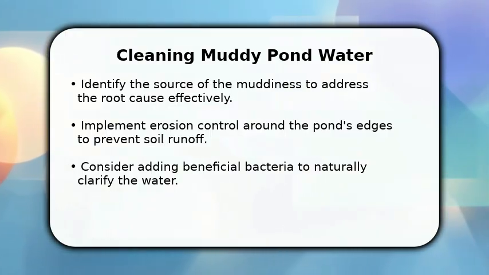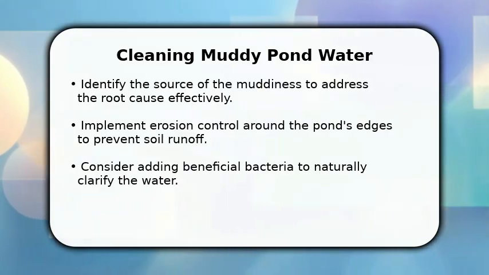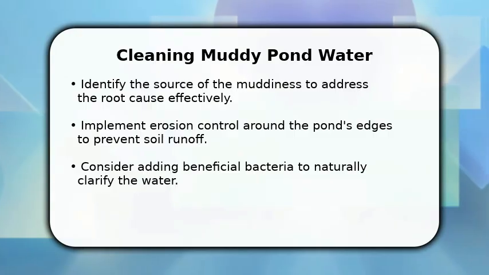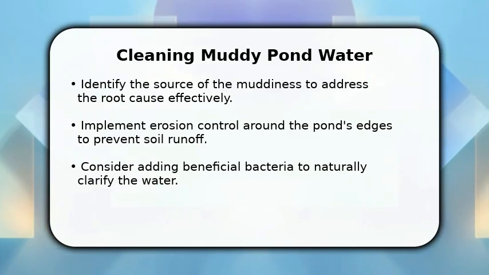Next, implement erosion control around the pond's edges. This prevents soil runoff from entering the water. Also, consider adding beneficial bacteria. These natural helpers consume excess nutrients, promoting clearer water. Finally, ensure your pond has proper filtration for continuous clarity.